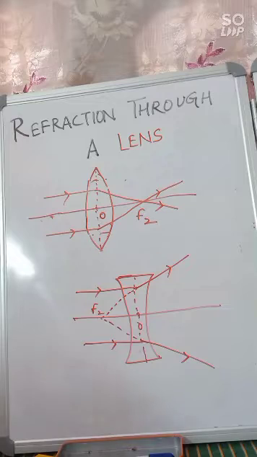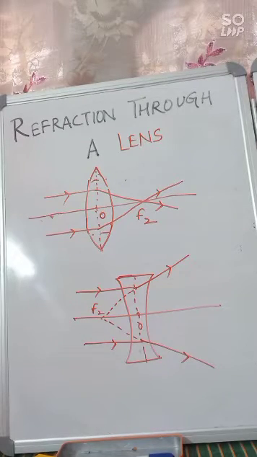Now, some important points we need to remember. If the medium on both sides of lens is same, then the first and second focal length are going to be equal, right? And a convex lens has a real focus, whereas a concave lens has a virtual focus. Okay, so we need to remember these important points.